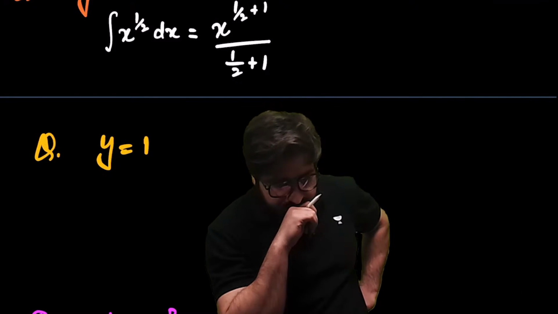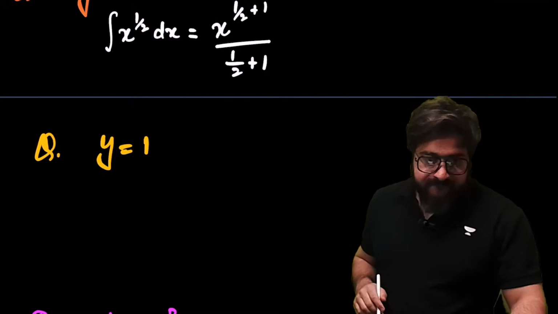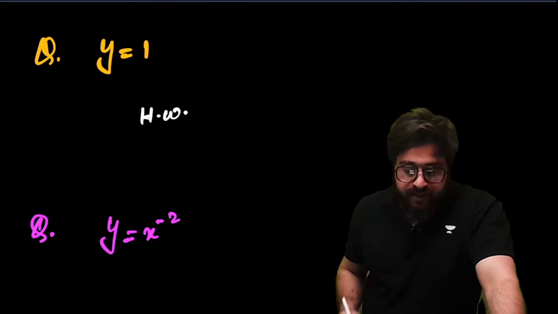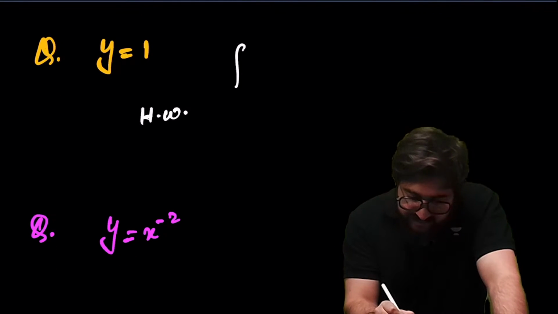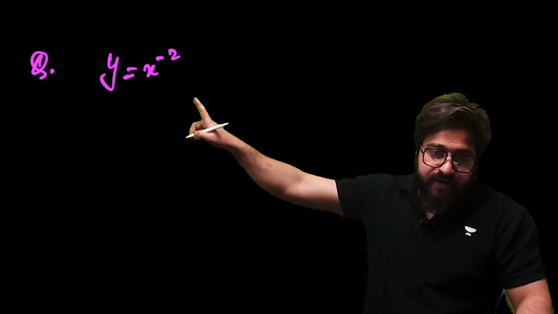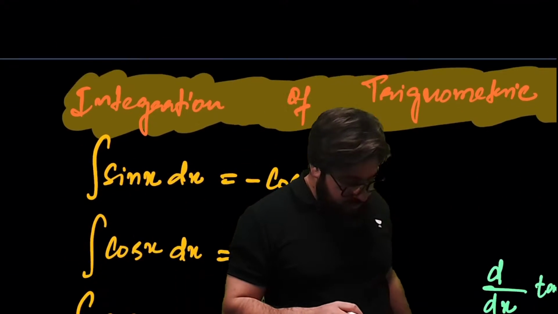Now see, similarly, I want you guys to tell me the answer of this one. Integration of 1 dx. So this and this will cancel, so it will be x only. Integration of x raised power minus 2, you'll do it on your own.